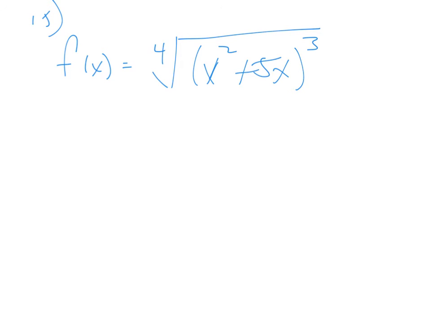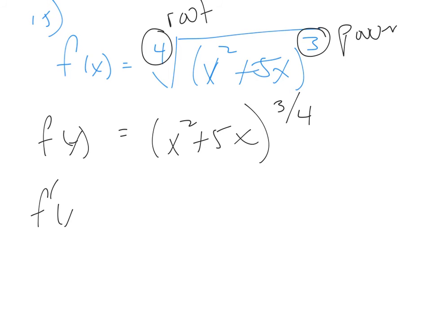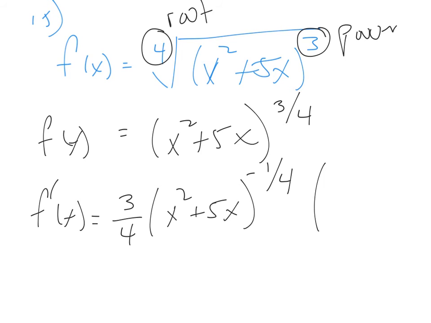Okay, so for number 15, what we have to remember is that this is the root and this is the power. So when we write this, we're going to be left with x squared plus 5x, and it's power over root, so it's the 3/4 power. So when we want to take a derivative of that, the exponent comes in front. We're going to use chain rule and take the derivative of the inside.